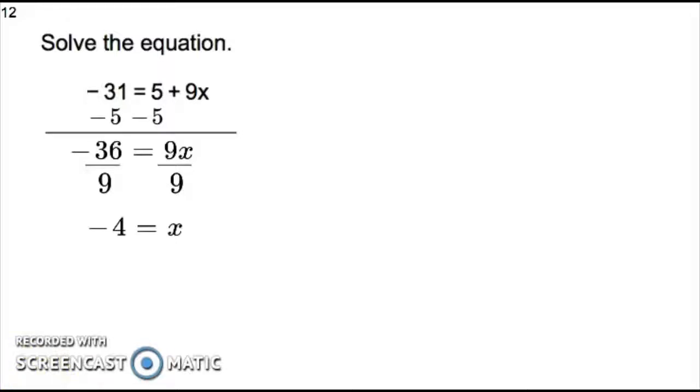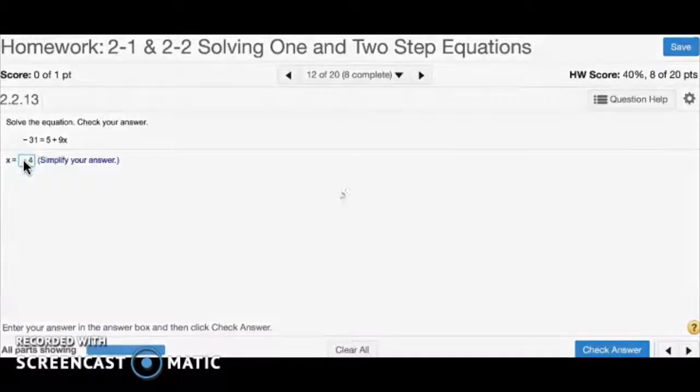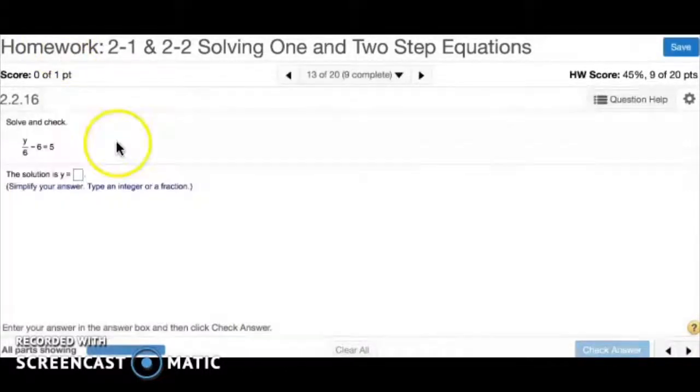And that's the answer, so let's type it in. So x equals negative 4. And that's number 12. Number 13 asks you to solve.